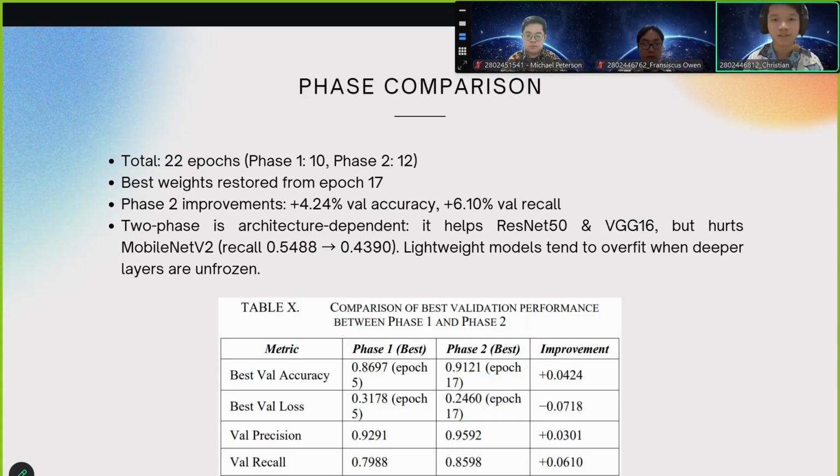Looking at the two phases directly, moving from phase 1 to phase 2 improved our best validation accuracy by 4.24 points and recall by 6.10 points. Training converged in 22 total epochs, and you can see the temporary dip at epoch 11. That's exactly where we unfreeze the layers, after which the model recovers and surpasses phase 1. One nuance worth stating: this benefit is architecture dependent.